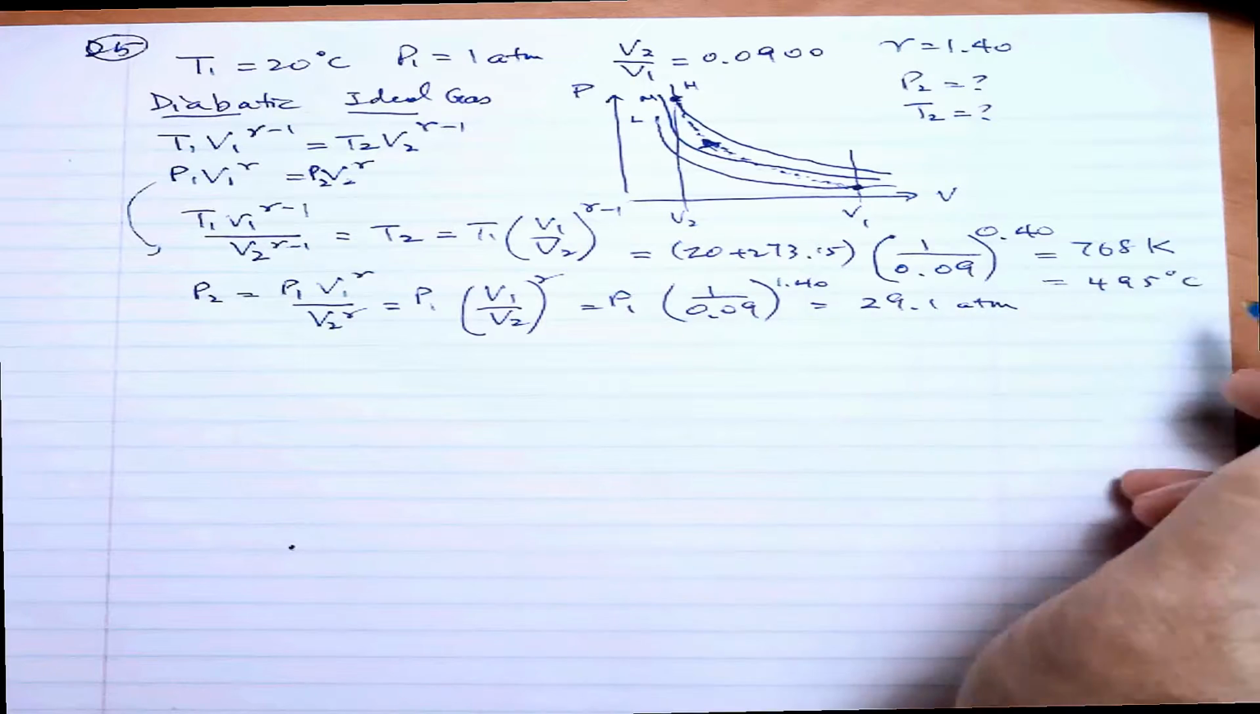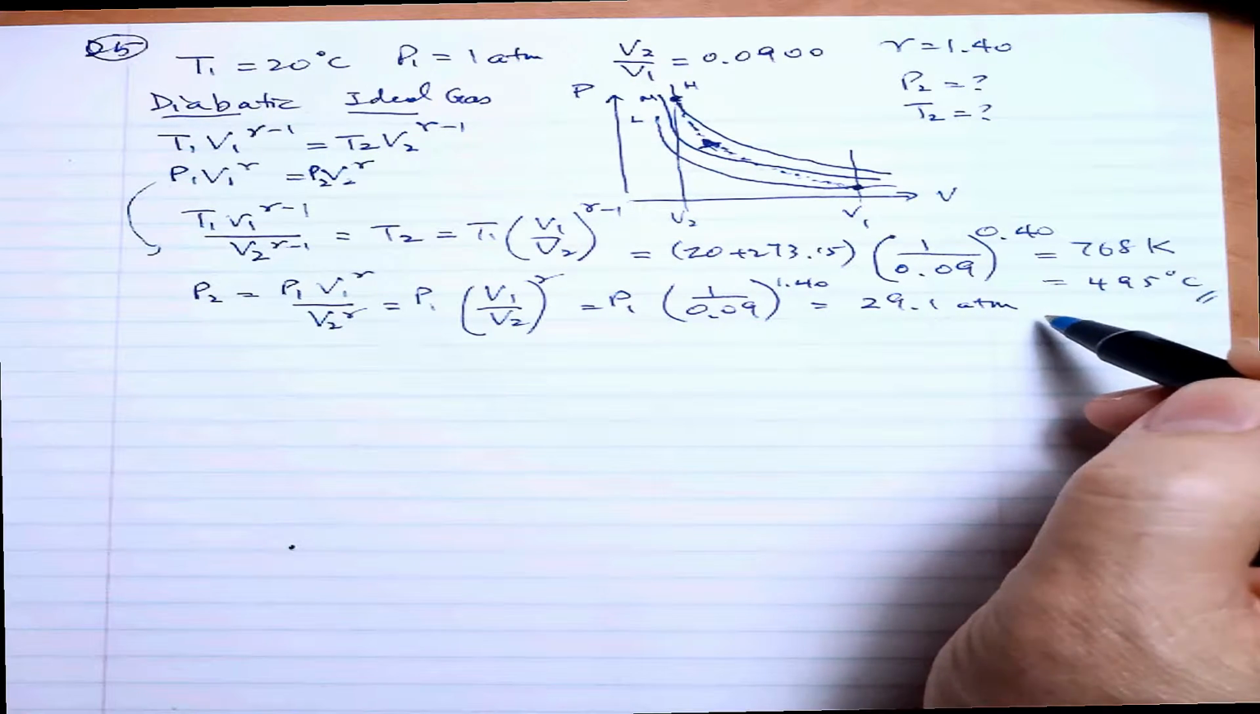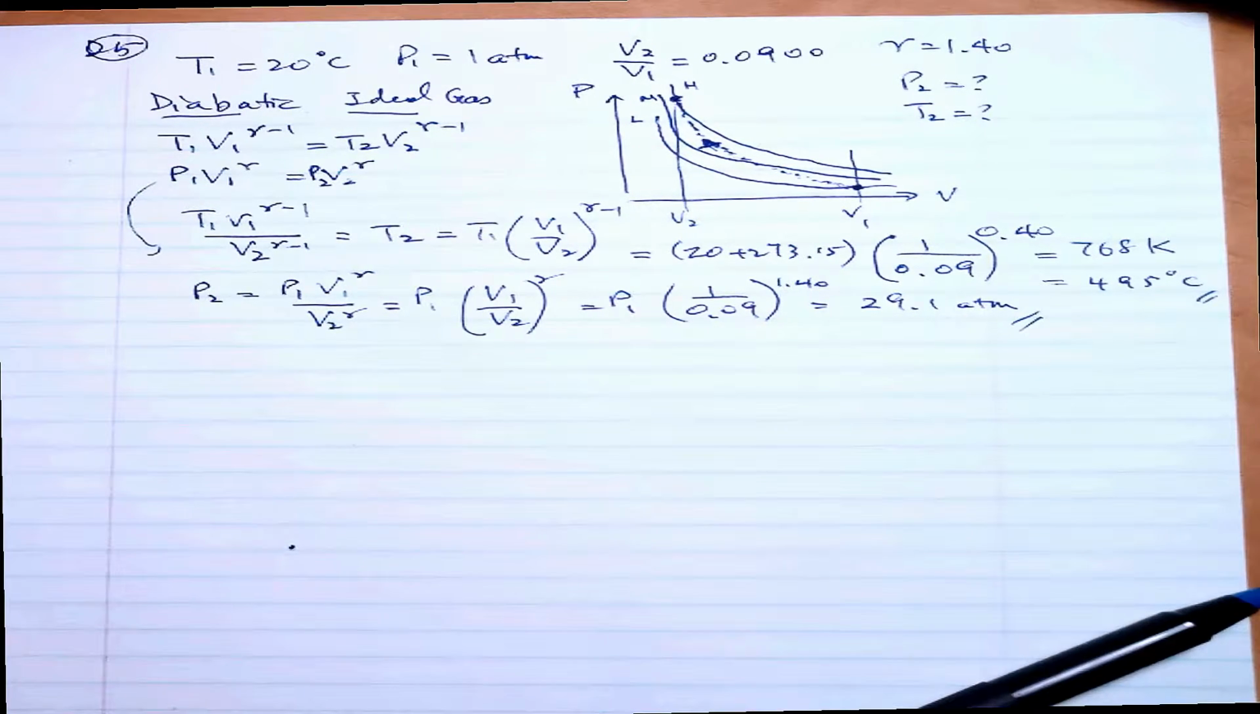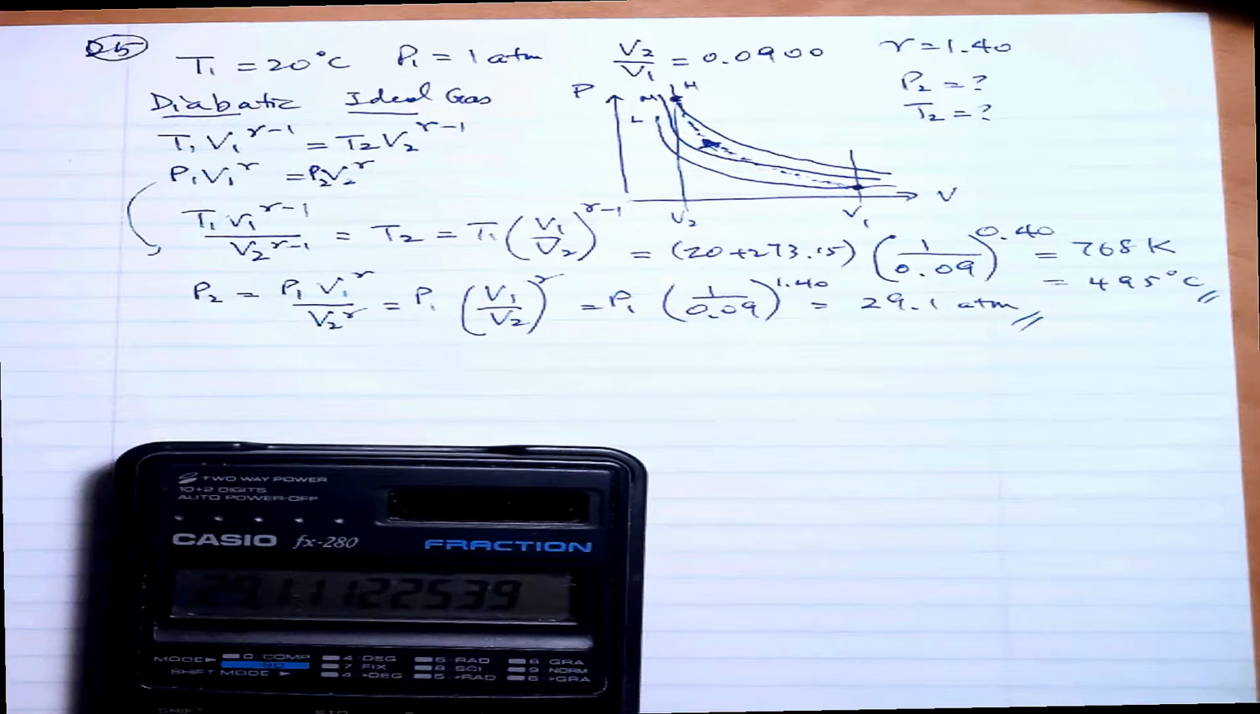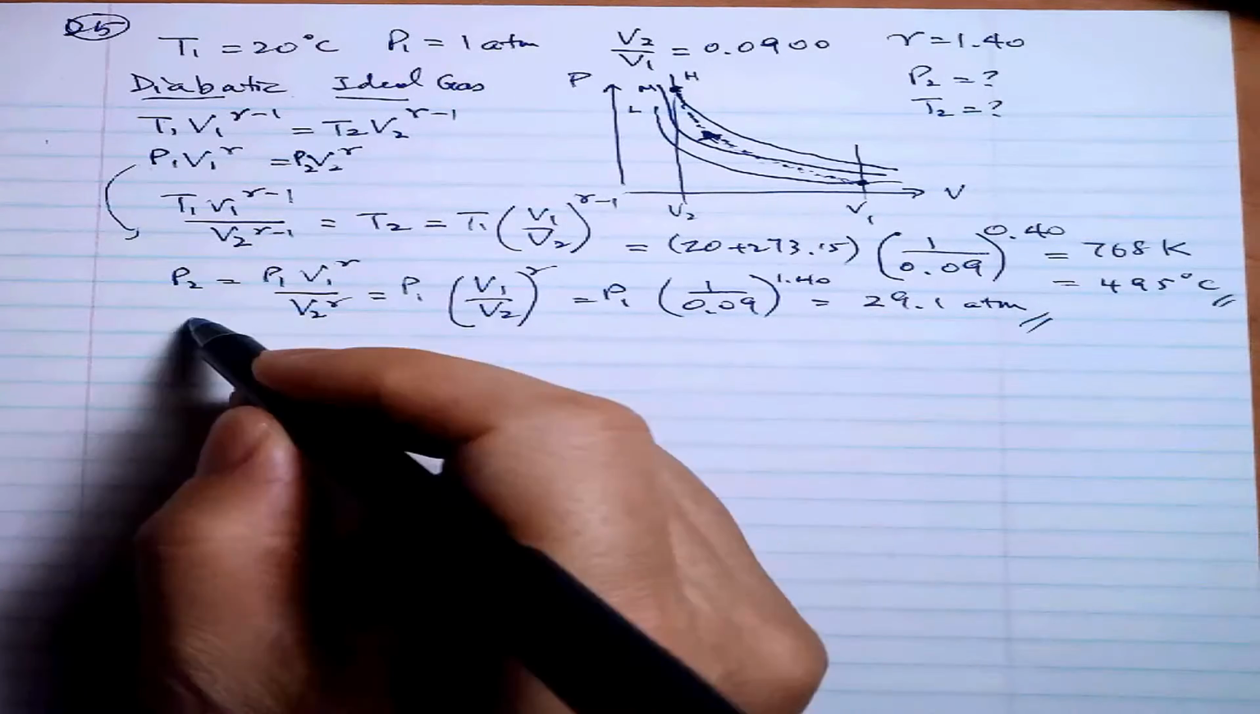So here is the final temperature, 495 Celsius. Here's the final pressure, 29.1. Well, I think their answer is wrong at the back of the book, which says 2.62. It should be 29.1. Okay, number 27.